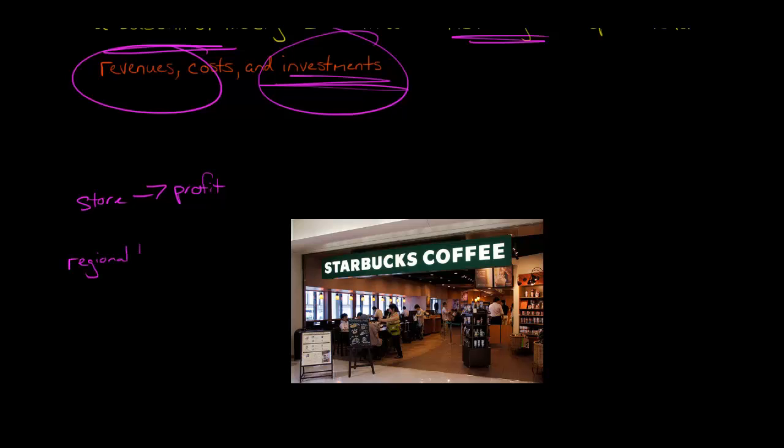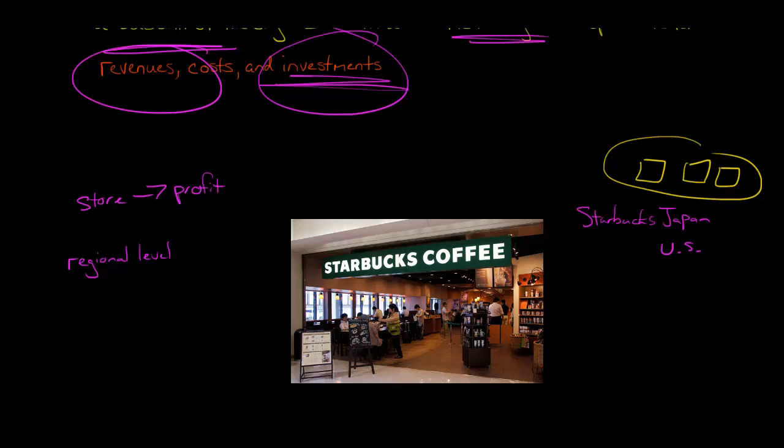When I say regional level, for example, we might have Starbucks Japan, and you could have Starbucks US, and so forth. Starbucks could break apart their larger organization into subunits based on geographic region. So let's go with Starbucks Japan. And let's say that there's a regional manager who oversees all the stores that are in Japan.